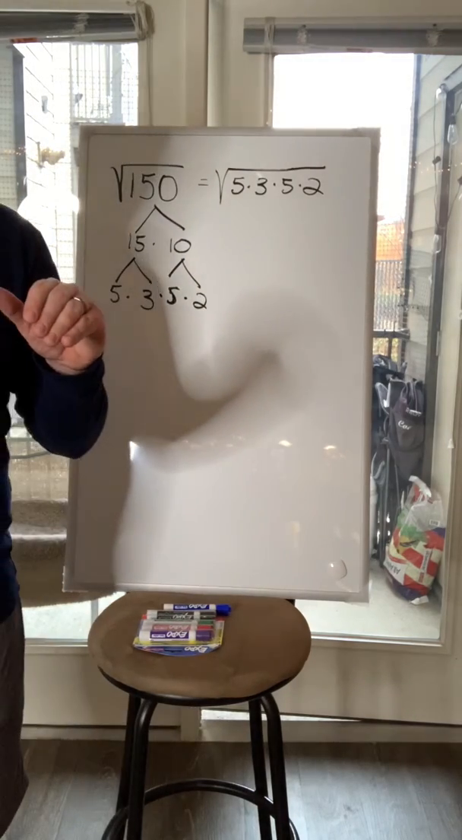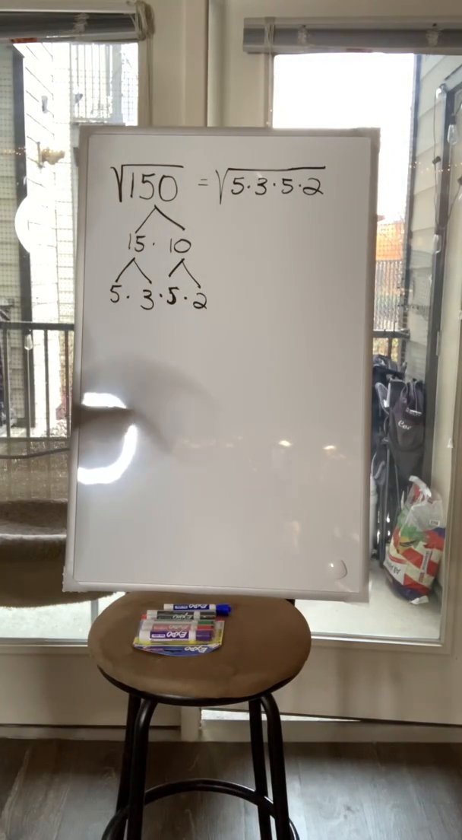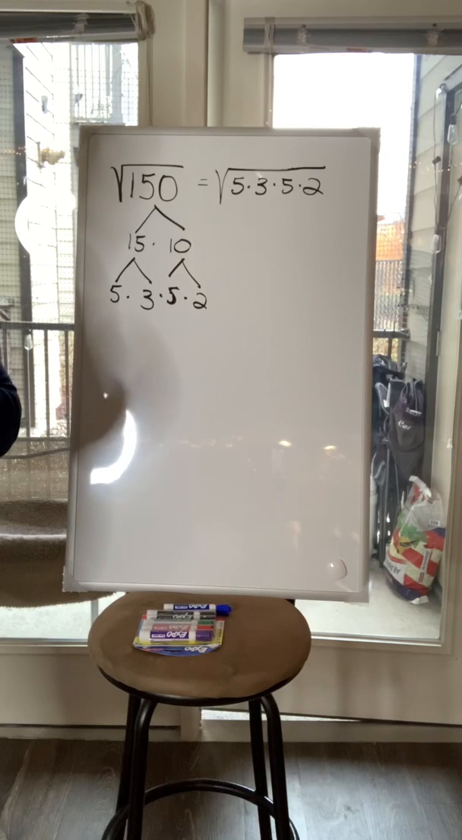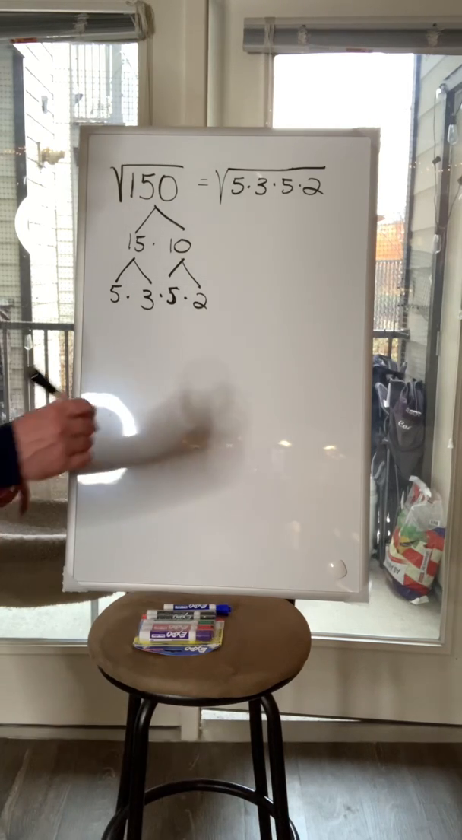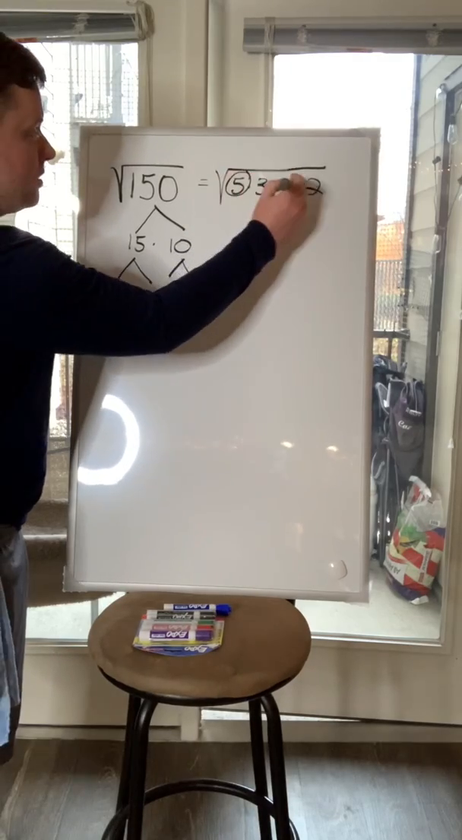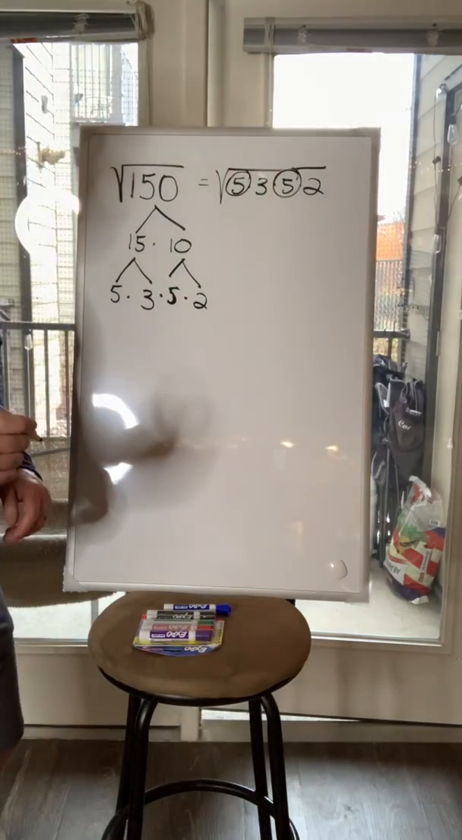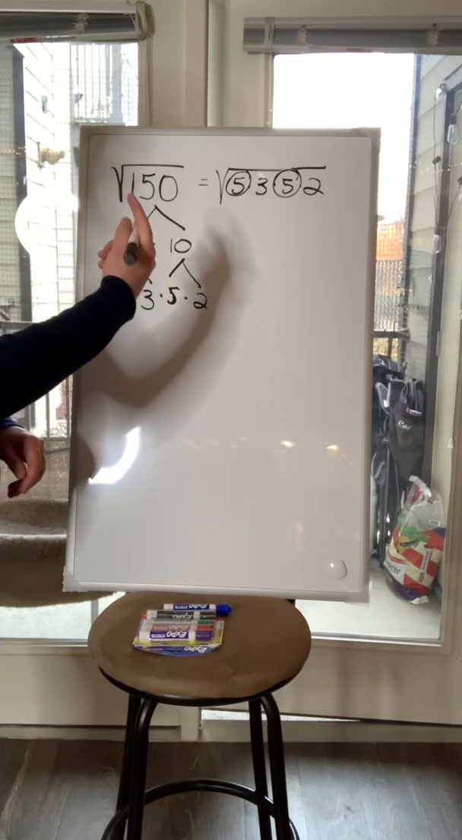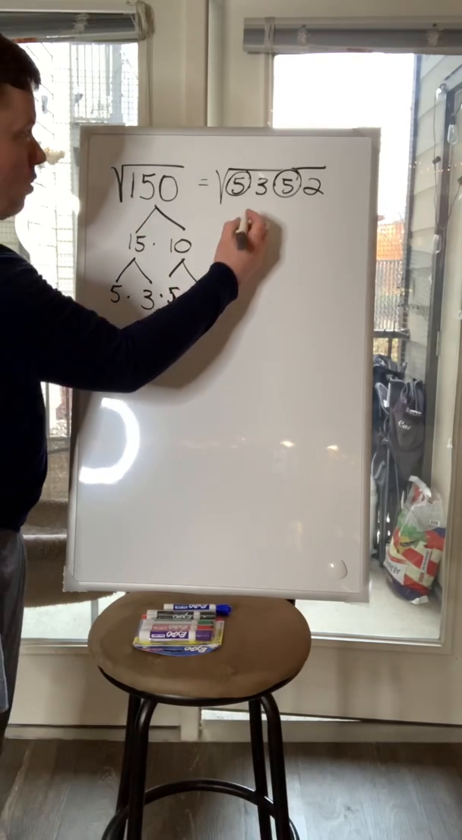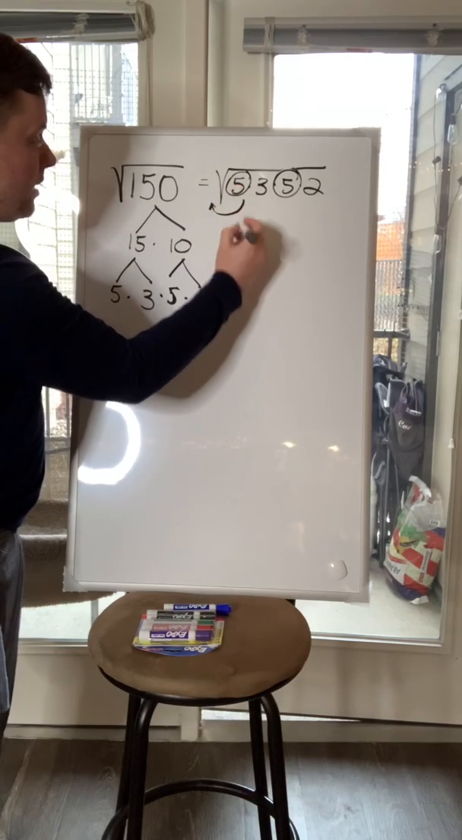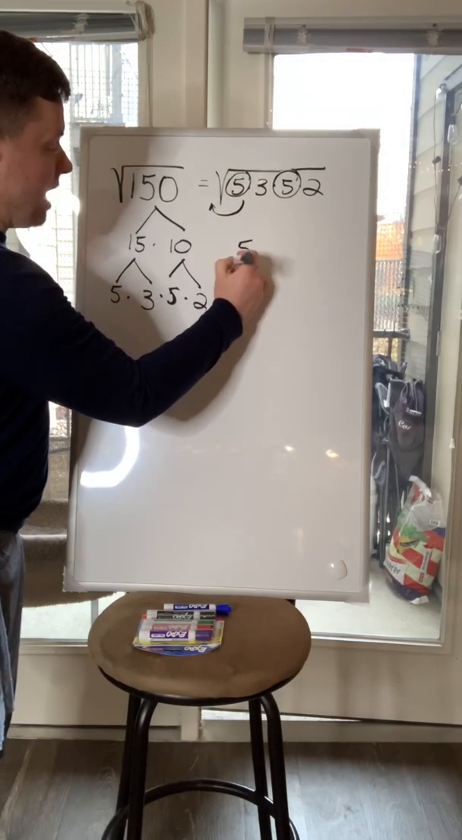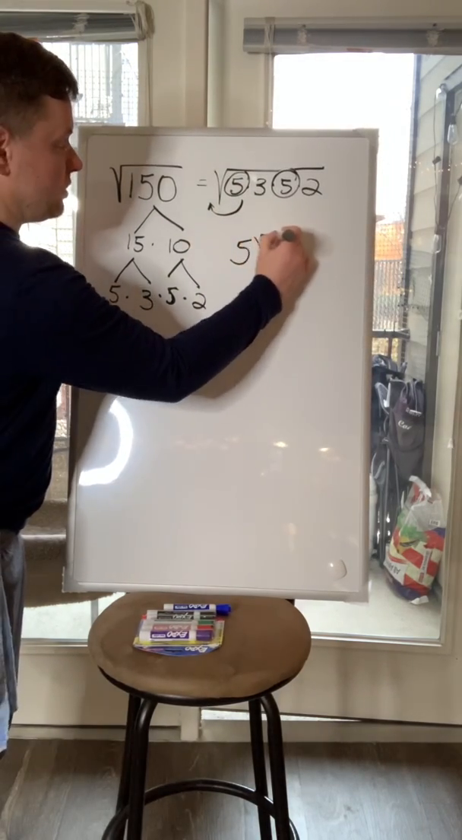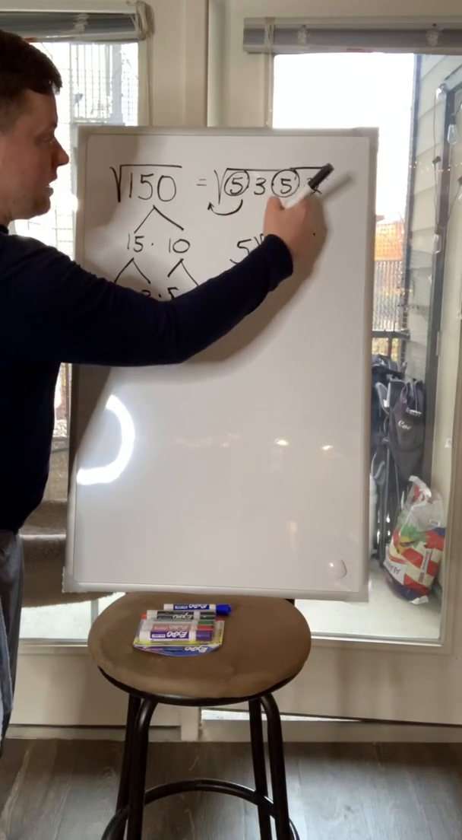Broken down. And when you're looking to work with square roots, what you're looking for is pairs. So anytime we have a pair, which we have a pair of 5s, when we take the square root of that pair, the 5 is going to come out. So the 5 will come out. So we end up with 5 on the outside, and then underneath the square root, we have a 3 and a 2.